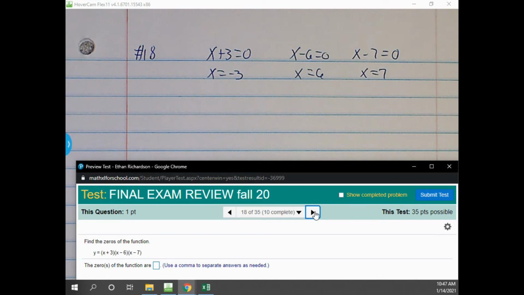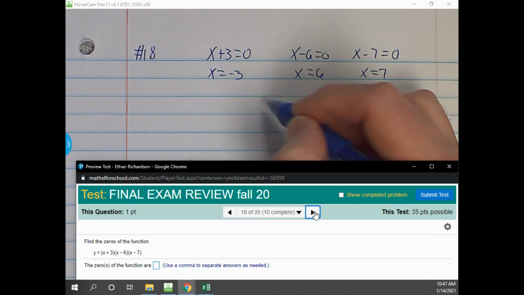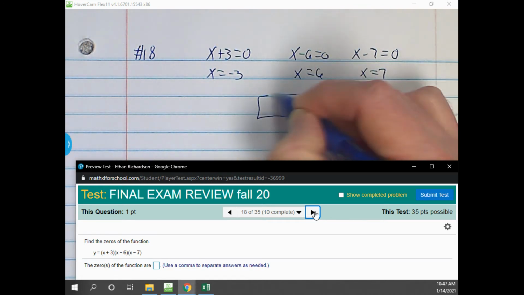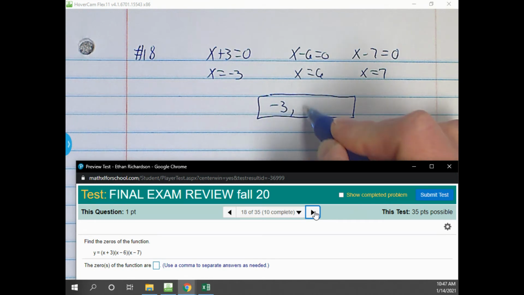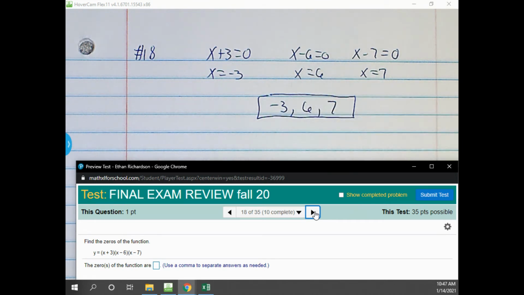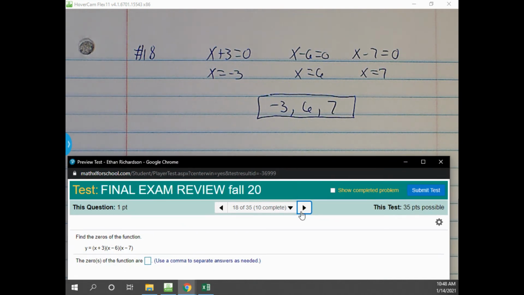And if you notice on this one, they've got the box, so inside your box there, you would just put -3, 6, 7. The order doesn't matter. As long as it's a -3 and a 6 and a 7, where you put the answers doesn't matter. So that was one where it was already pre-factored for you. Some problems may say to factor and then solve, but in this case, it was already factored, so all you had to do was solve it.